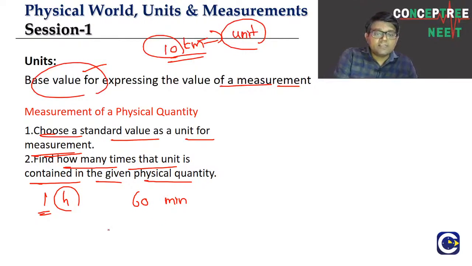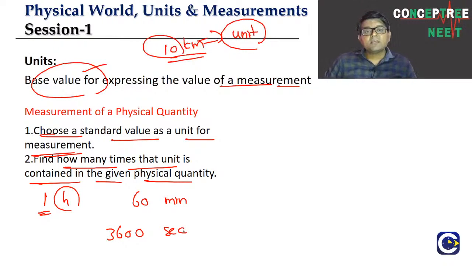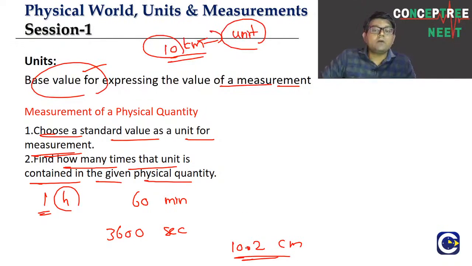Okay? So if I say the same thing as 3600 seconds, then the second is coming how many times? 3600 times. Okay, so if somebody tells us the length of the rope is 10.2 centimeters, what is the meaning of that? There is a unit called centimeter, and the measurement is how many times of that? 10.2 times. So this is how we look at units.